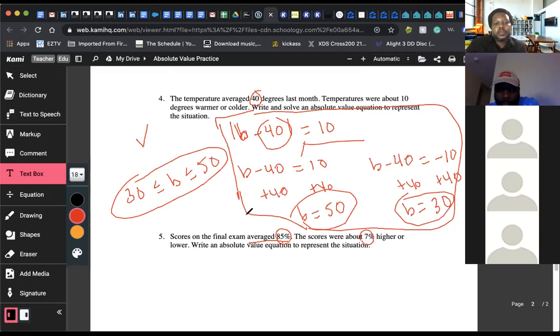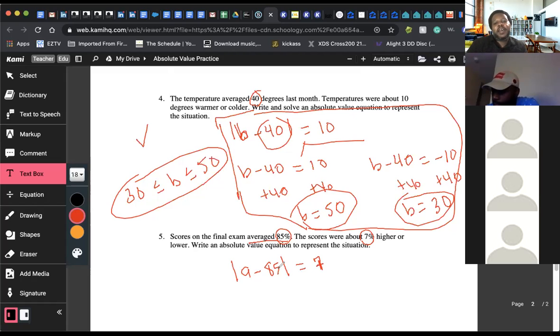So it would be very similar. A negative 85 equals 7. Okay, the absolute value of, yep. Don't forget that. Yes, you need the absolute value.